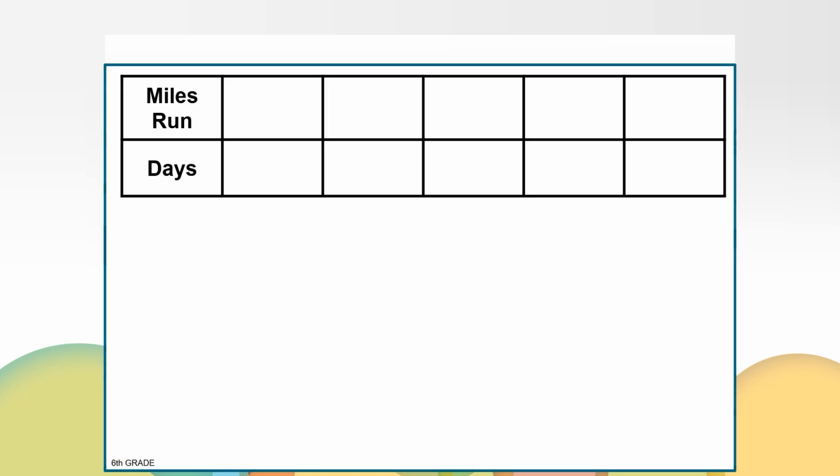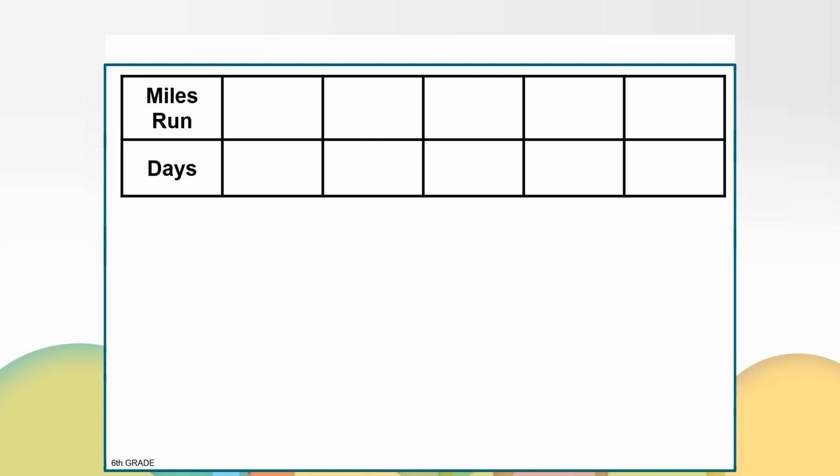Take a look at the table on your screen. We know that another way mathematicians can solve problems is by using a table. This table has labels for miles run and days. We can use a table to help us notice patterns and model the relationship between the number of miles Carla ran over the course of 5 days, similar to the way we used it in the picture.